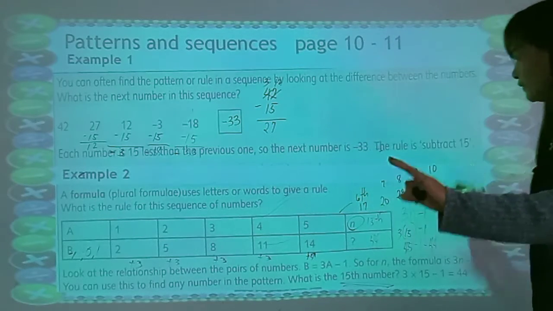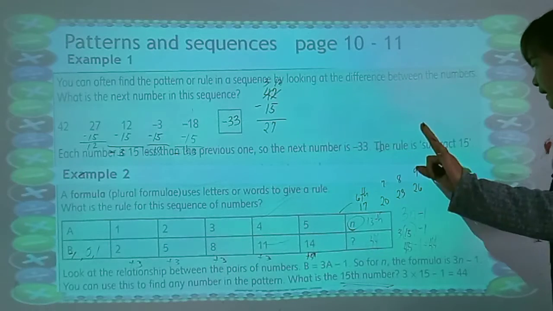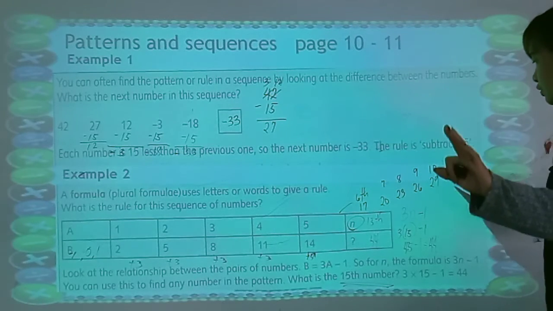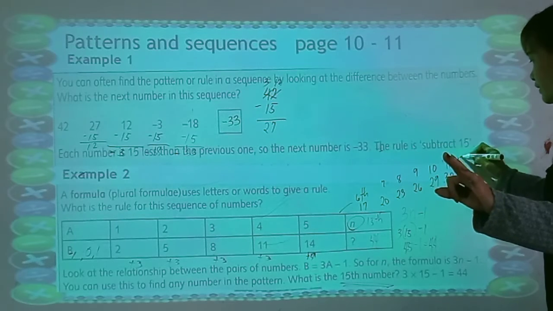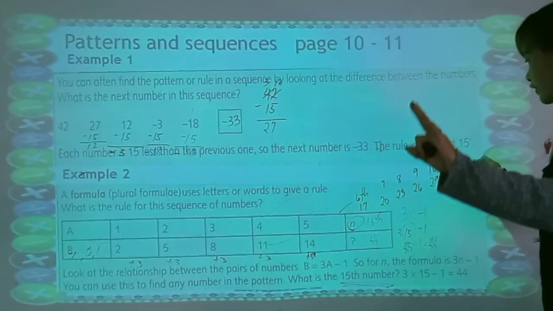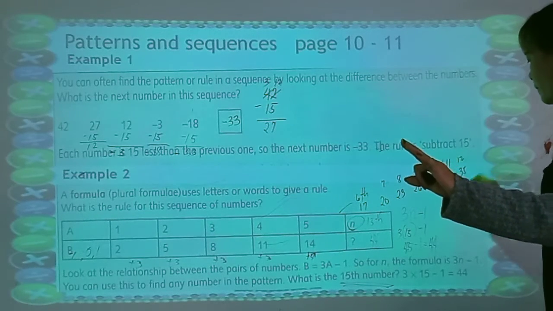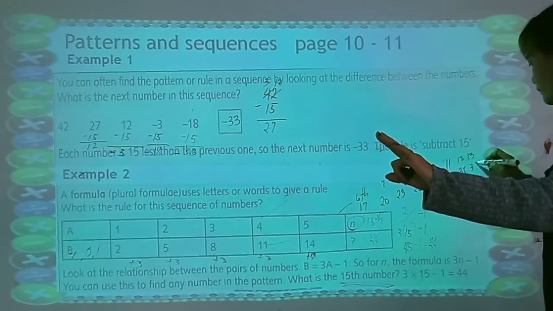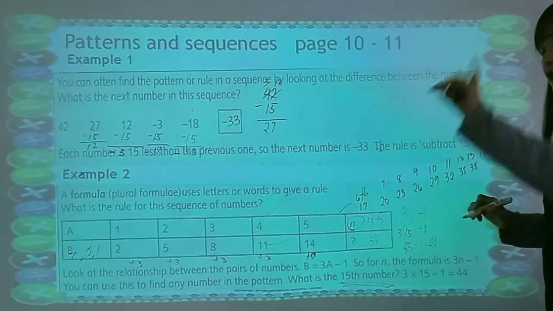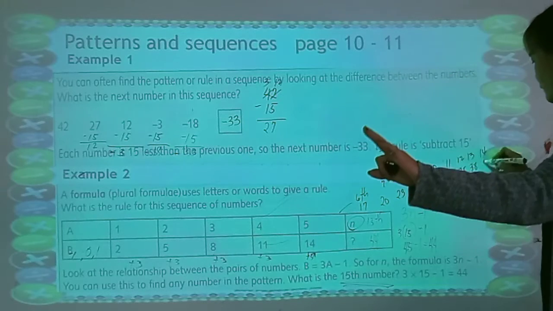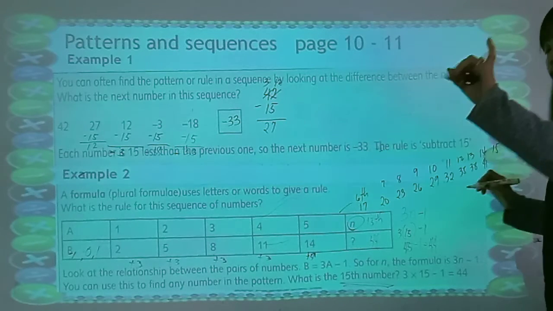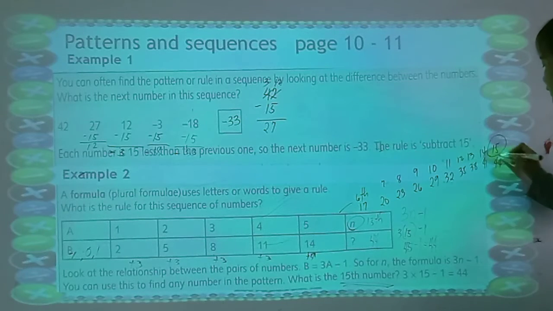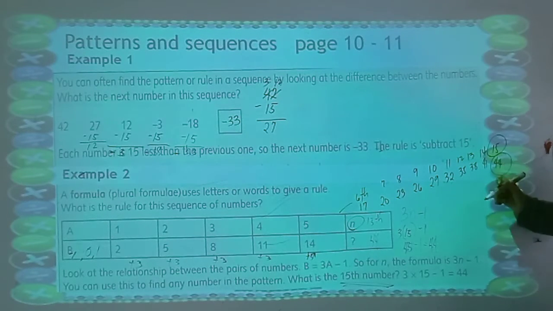How about the 10th? 27, 28, 29. How about the 11th? 30, 31, 32. How about the 12th? 33, 34, 35. How about the 13th? 36, 37, 38. How about the 14th? 39, 40, 41. How about the 15th? 42, 43, 44. Okay, class, see, the 15th number is equal to 44.